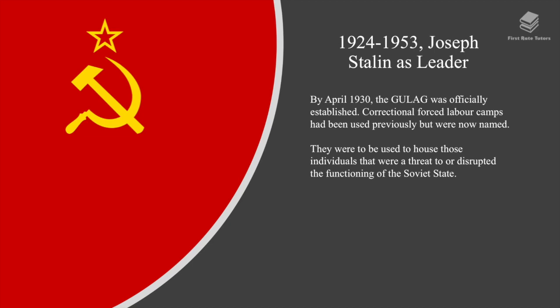By April 1930, the Gulag was officially established. Correctional forced labor camps had been used previously but were now named. They were to be used to house those individuals that were a threat to or disrupted the functioning of the Soviet state.